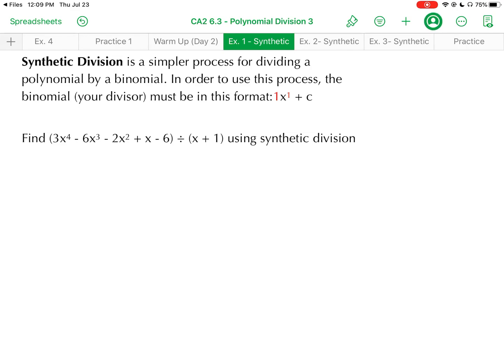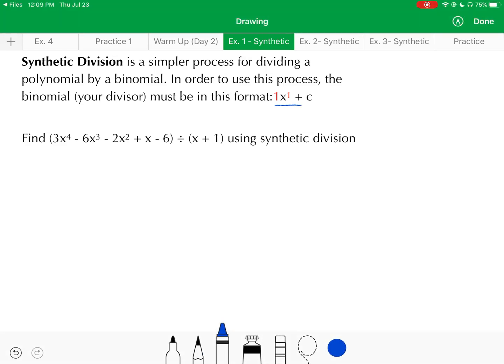Okay, but it can't just be any binomial. The divisor has to be a binomial of this format, 1x plus c, where the coefficient on x is 1 and the power on x is 1. So that has to be a linear binomial with a coefficient of 1 on x, okay? So this first example is perfect for synthetic division. Notice my divisor follows that format where the coefficient on x is 1 and the power is 1.